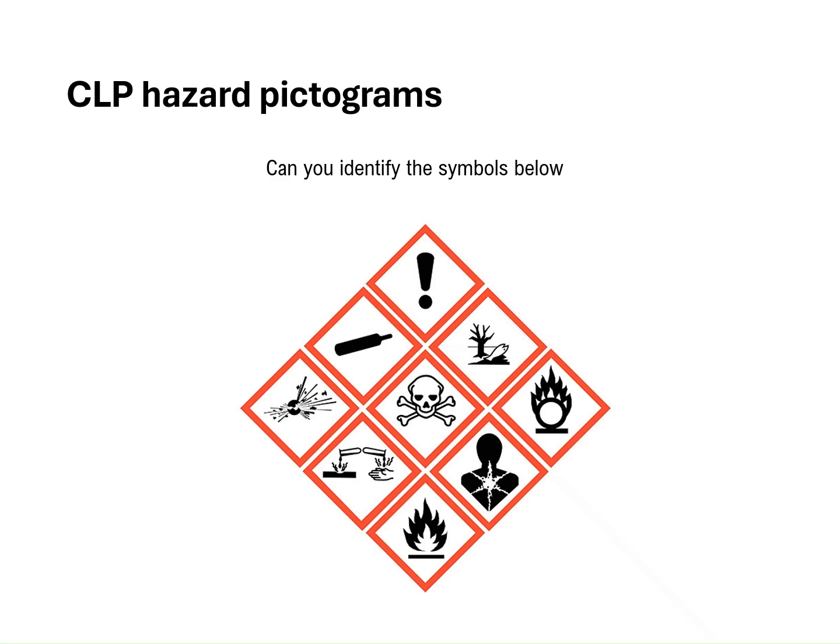When you look at a label, you will see red and white diamond-shaped symbols. Take a moment to think about what they might mean. You may have seen them before on bottles, sprays, or chemical containers. Recognizing these symbols helps you decide what level of care and protection is needed before you start using a product.